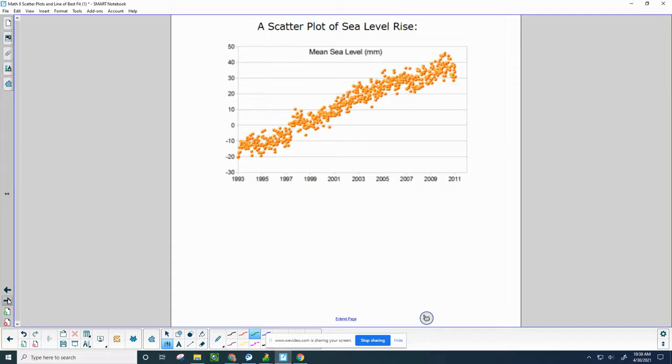Let's try another one. What would a line of best fit look like coming up through this cluster of data? And this one happens to represent sea level rise over the passage of time. And of course, the sea level was measured at a lot of different places. So in some places, the amount of rise that they mentioned wasn't as high as in other places, because there are so many things that come into effect, like the tide and everything else.